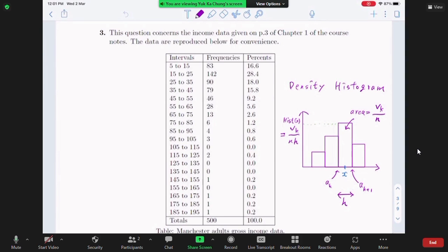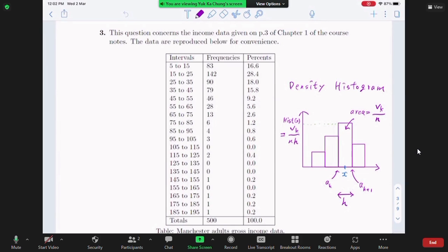You should always keep in mind that in a density histogram, the vertical scale is not the frequency. It is also not the proportion. It is the proportion of data per unit interval, given by this formula. If we treat this histogram as a probability density function, then for any x within a particular class, the histogram value at x is equal to the height of this block, equal to Vk divided by n times h. This is the feature of the histogram.